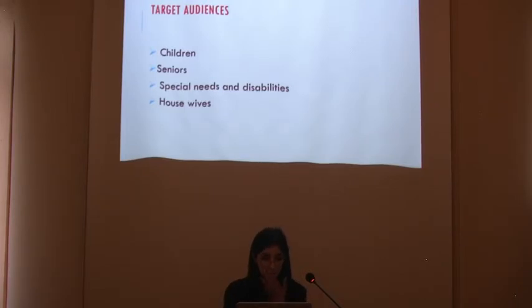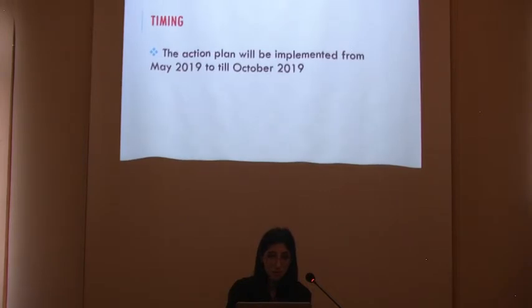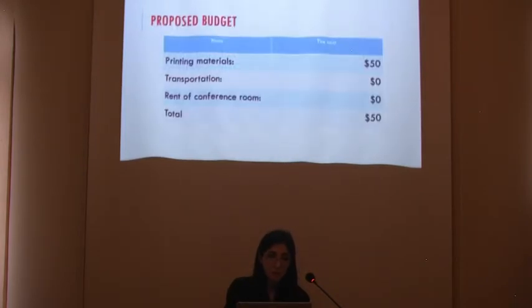Target audience: children, seniors, special needs and disabilities. I'm a housewife. Timing: the action plan will be implemented from May 2019 to October 2019. Proposed budget is only printing materials, $50.